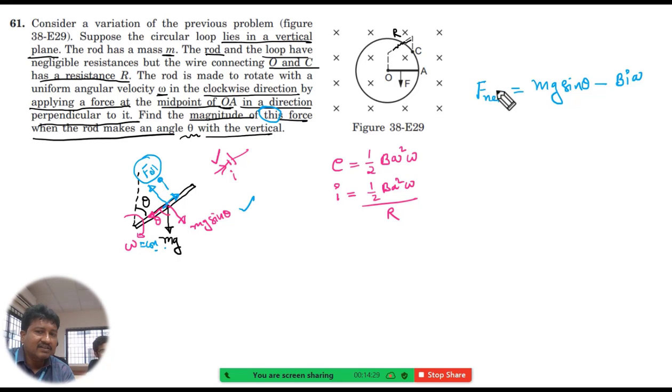The applied force is equal to the net force. So mg sin theta minus B into I, which means again B A squared omega by 2R.